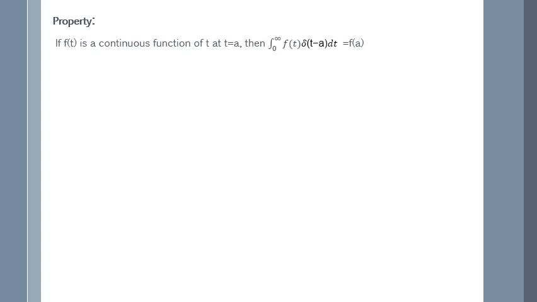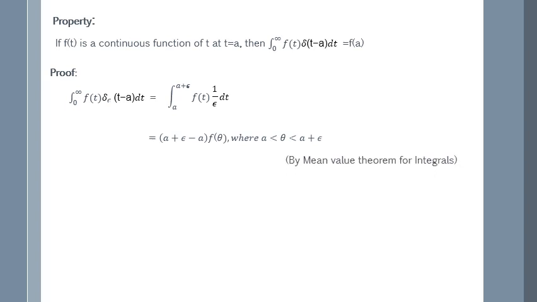If f of t is a continuous function of t at t equal to a, then the integral from 0 to infinity of f of t delta of t minus a dt is equal to f of a. The proof goes like this. The integral from 0 to infinity of f of t delta epsilon of t minus a dt is nothing but the integral from a to a plus epsilon of f of t times 1 by epsilon dt, by the definition of the function delta epsilon of t minus a. By using the mean value theorem for integrals, this integral is nothing but a plus epsilon minus a times f of theta, where theta is a value between a and a plus epsilon. By allowing epsilon to become 0, we get the value of the integral as f of a, and this proves the property.